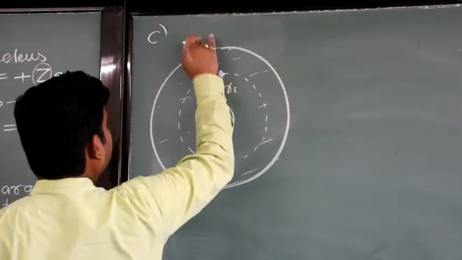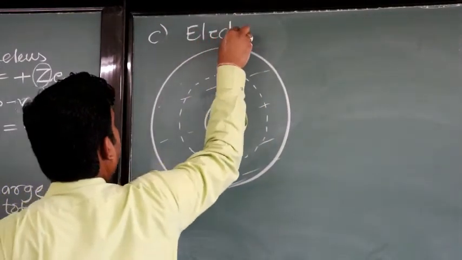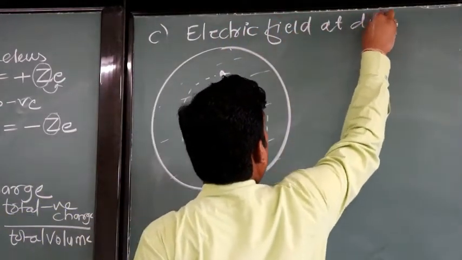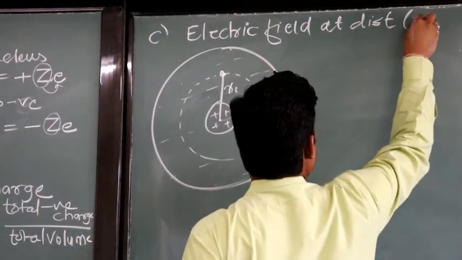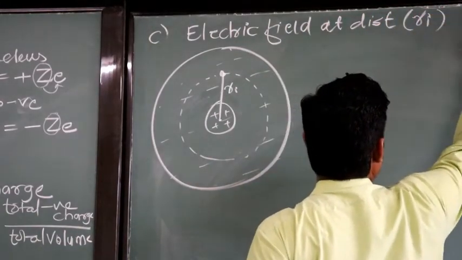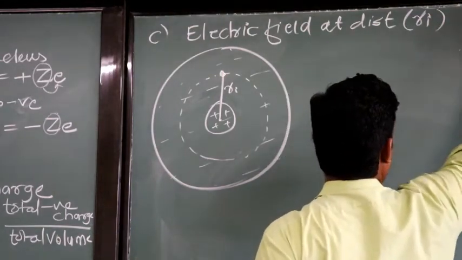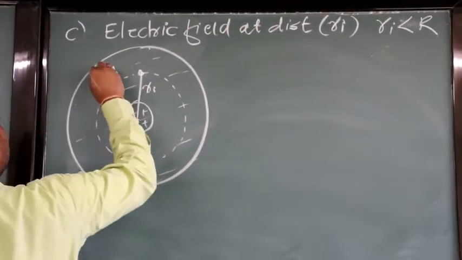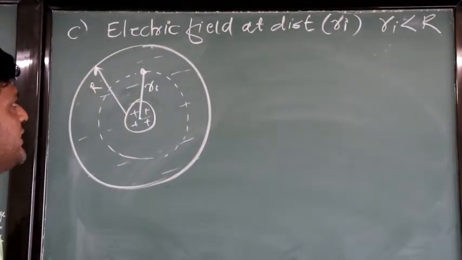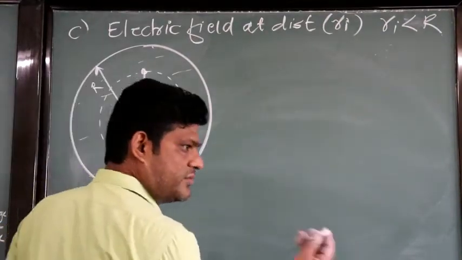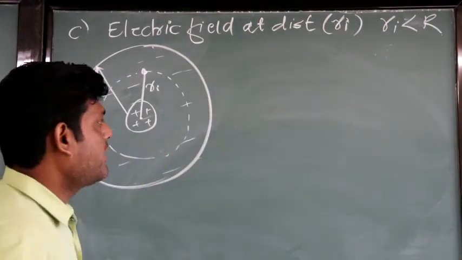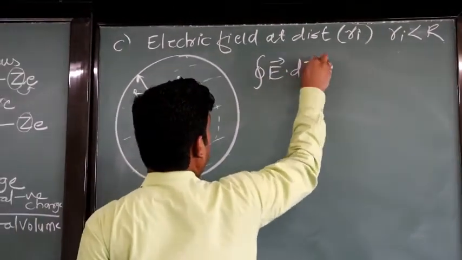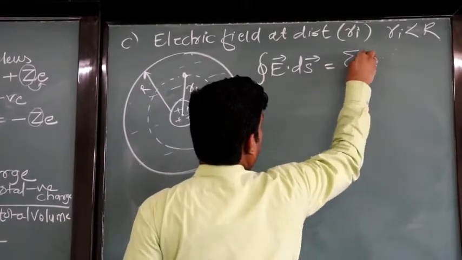Electric field at a distance Ri. Ri is less than capital R, which means it is inside. It is inside the capital R. So the same formula, by using Gauss law: closed integration of E vector dot ds vector equals the summation of charge divided by epsilon 0.